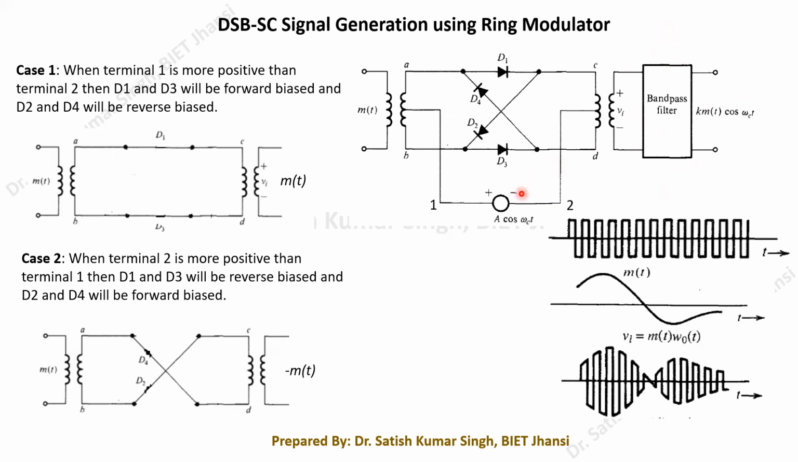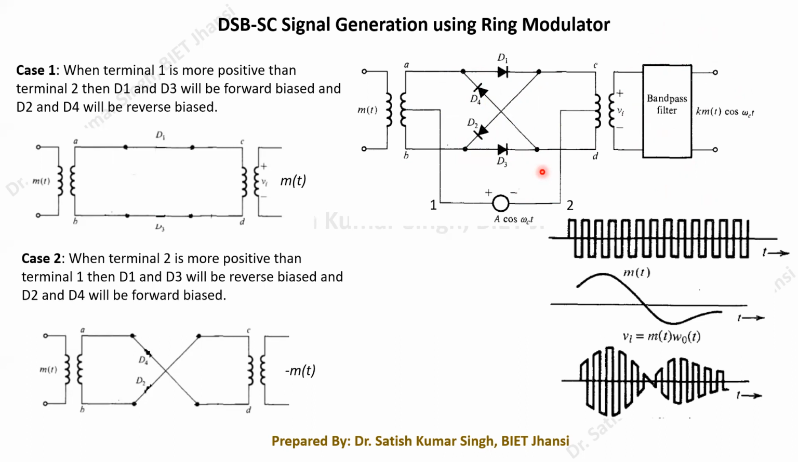If you see the connection of the diodes, how these diodes are arranged: there is first diode D1, then we have D2, connected in this way, then D3 and then D4. This way it is connected in this circuit.